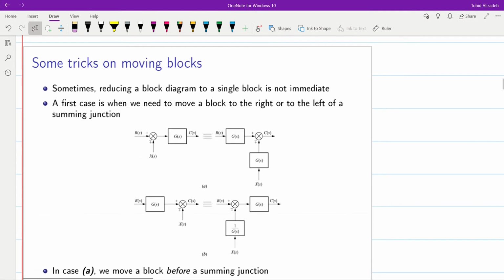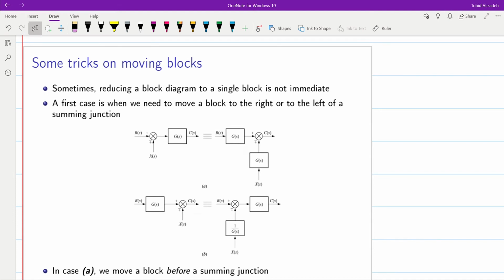We have some tricks on moving the blocks which will help us in finding the simplified, let's say, block diagram for a given system. You may wonder why we need to simplify a given block diagram.